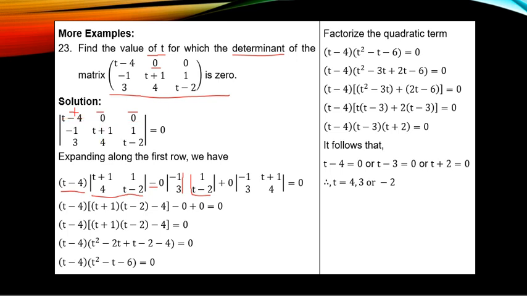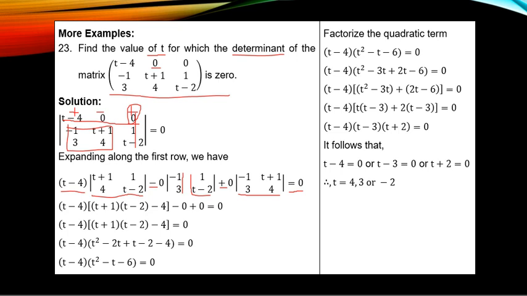For the third entry, that is also 0. The checkerboard sign to it is positive, not negative. So delete the entries in the first row and third column. You are left with a 2 by 2 matrix. These are the entries as you have in this place, and you equate it to 0.